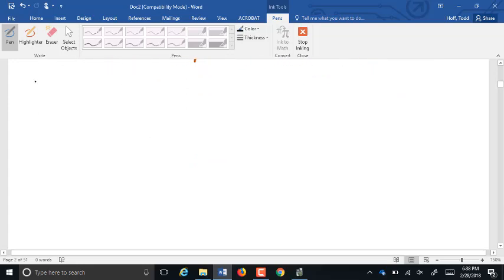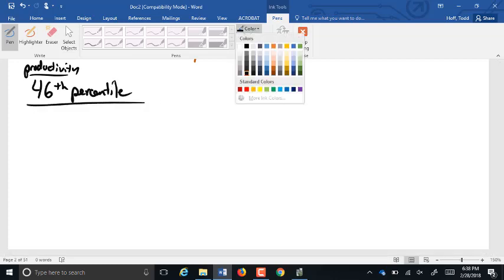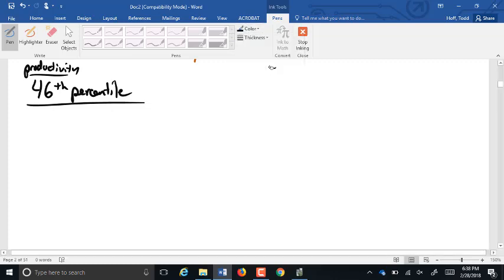Let's say that you're analyzed on your job and your productivity, and it puts you in the 46th percentile. Is that horrible? Yeah, it's slightly below average, but the law of statistics is half the people are above average, half the people are below average.